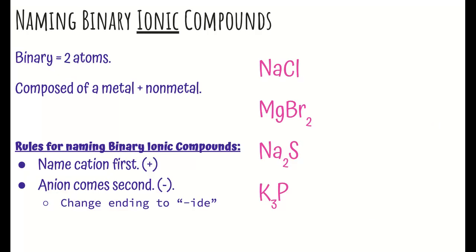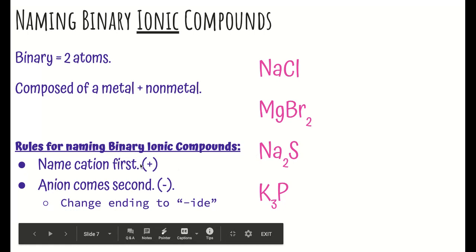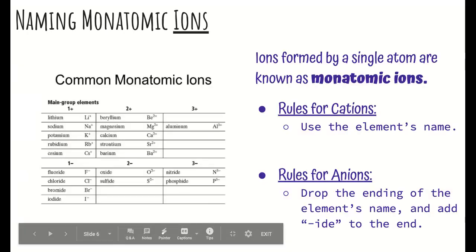For binary ionic compounds, this is kind of the meat and potatoes of today's lesson. We're talking about 2 atoms being bonded together. We already know that ionic compounds are made of a metal and a nonmetal, so we have rules for naming these as well. It's kind of the same as your monatomic ion. We still have a rule for the cation and the anion. The cation is going to get its full name just like these.